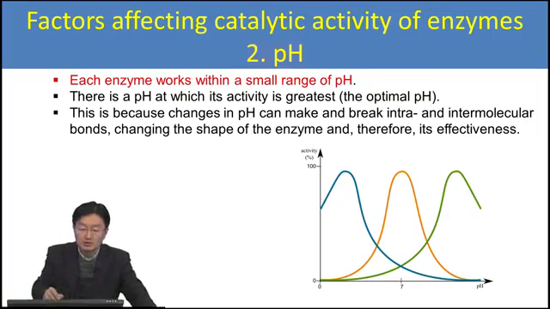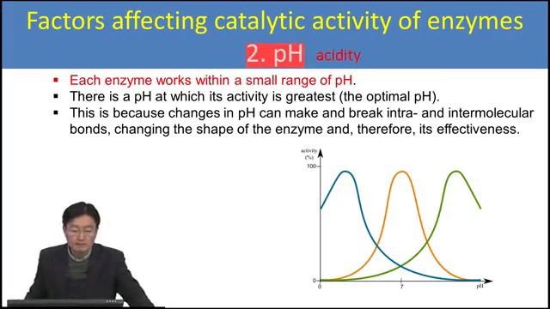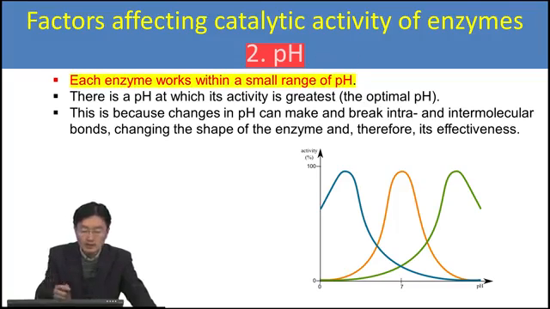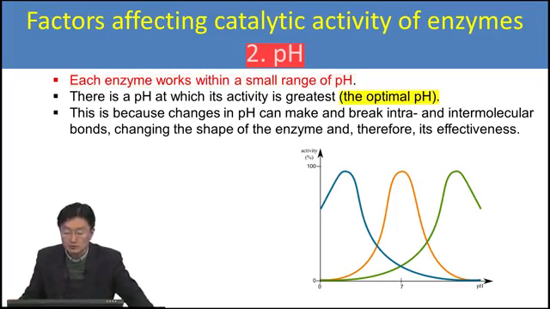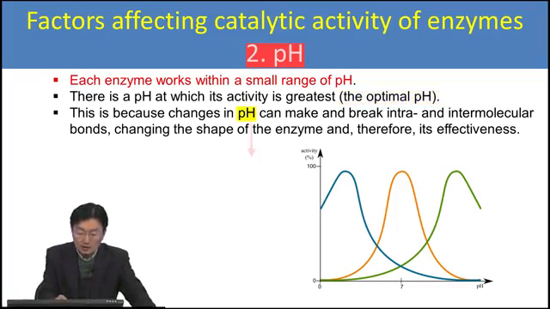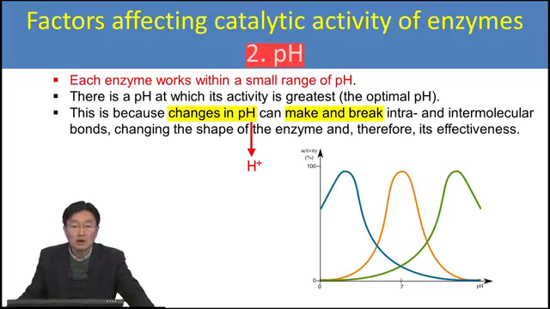The second factor is pH, in other words, acidity. Each enzyme, whether protein-based or even RNA, can operate in a small range of pH, and there is an optimal pH condition for the best performance of enzymes. Why is that? Because the pH, that means proton concentration, can affect the molecular interactions around enzyme and substrate. Therefore, enzyme functions can be changed.